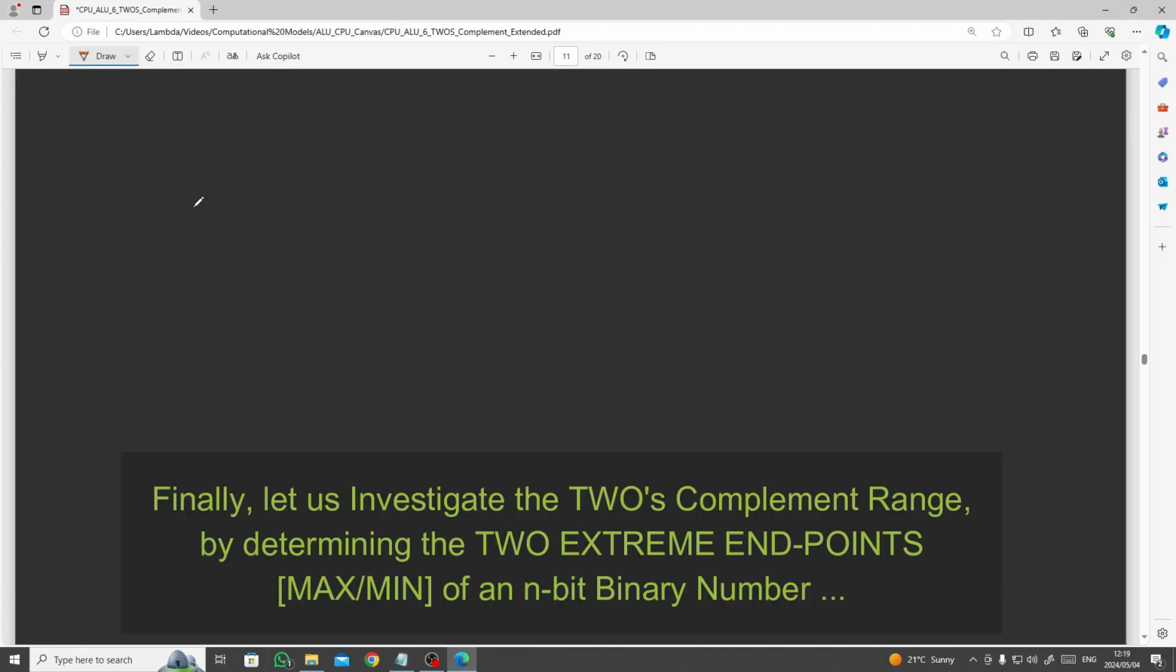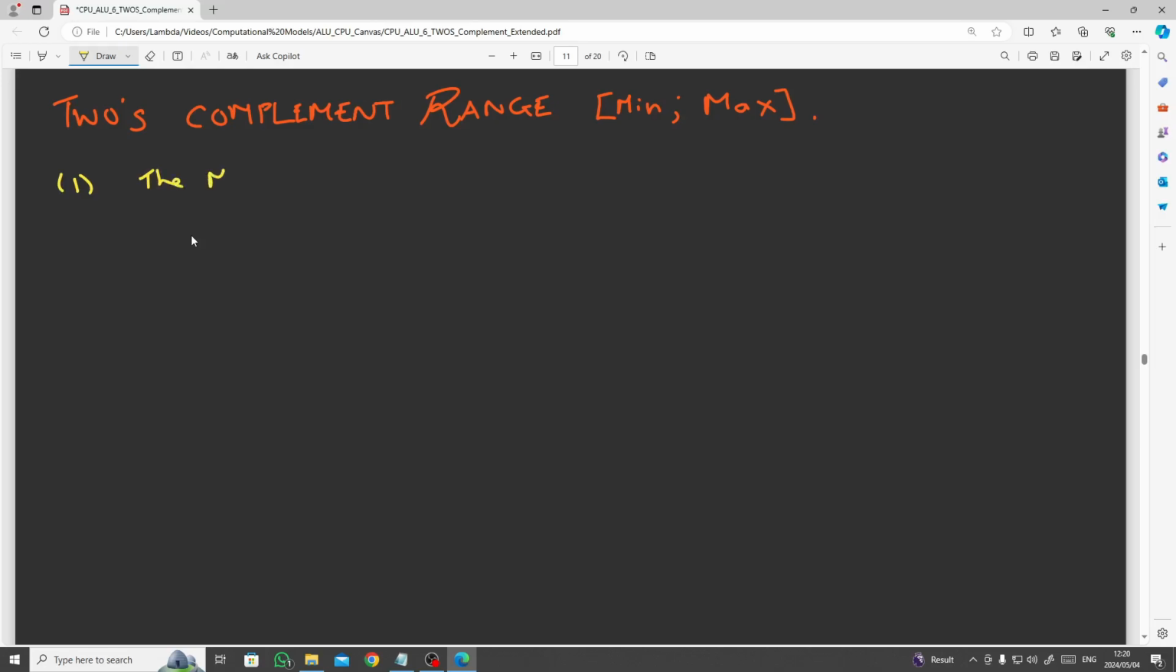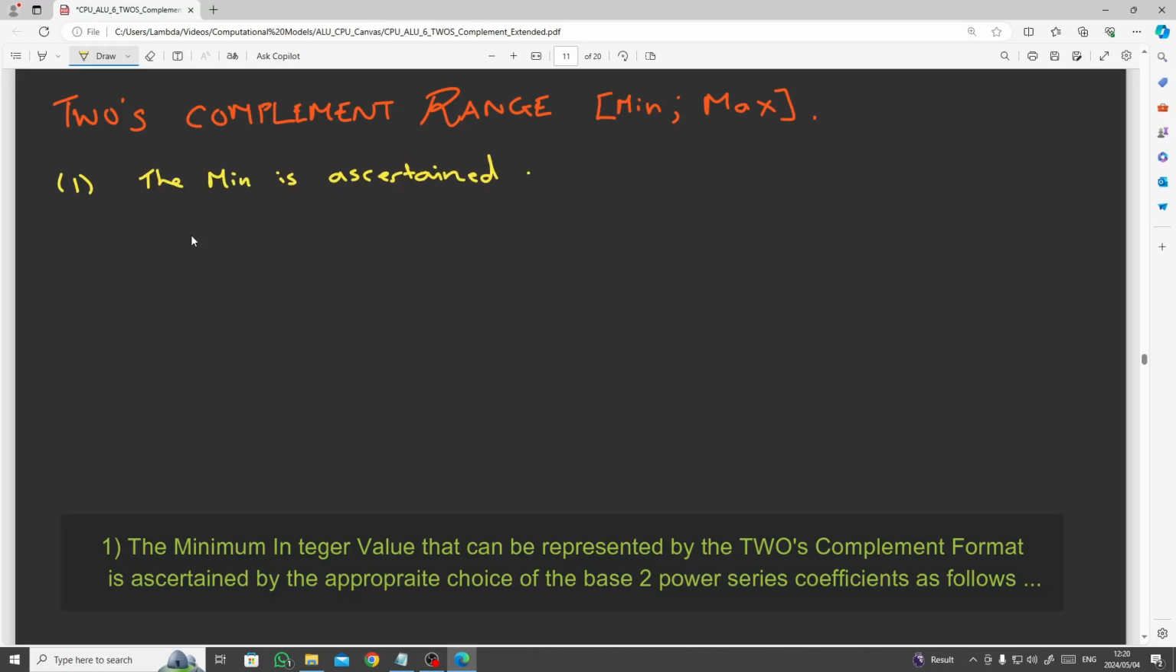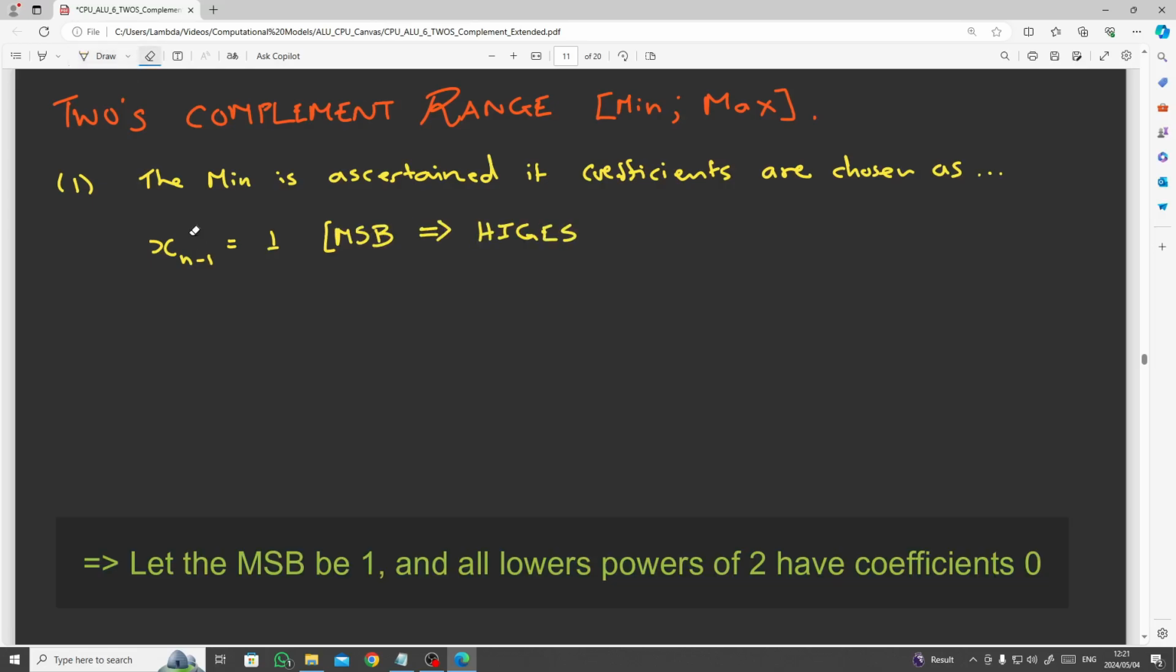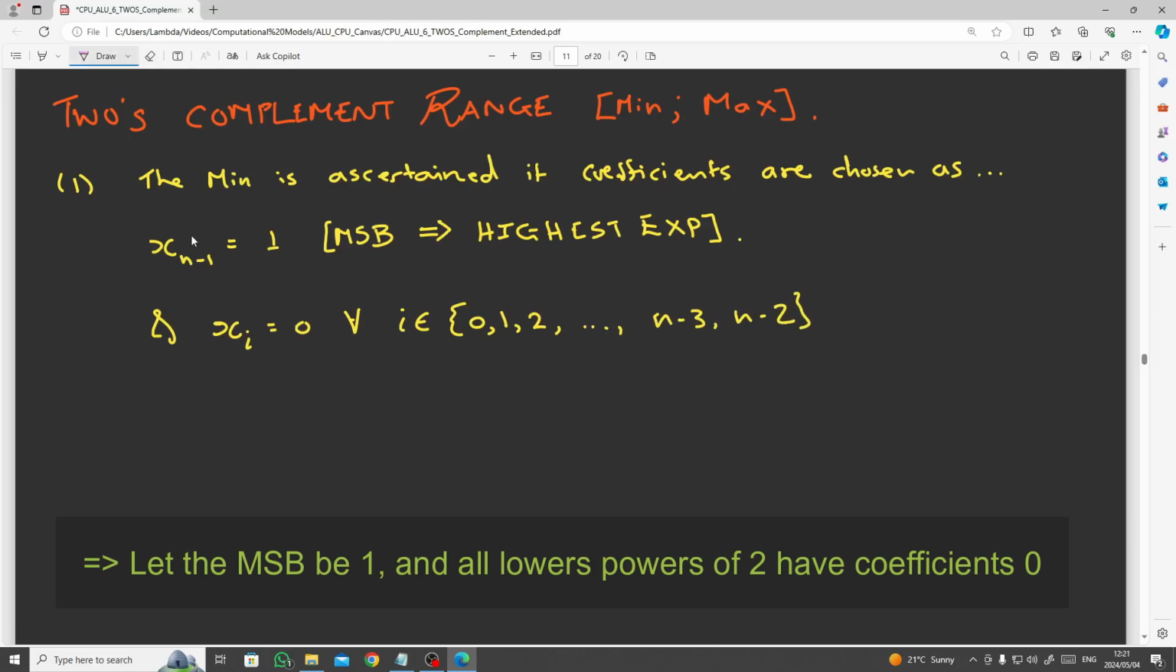Finally, let us investigate the 2's complement range by determining the two extreme endpoints, in other words the maximum or minimum of an n-bit binary number in 2's complement format. The minimum integer value that can be represented by the 2's complement format is ascertained by the appropriate choice of the base 2 power series coefficients as follows. Let the most significant bit be 1 and all the lower powers of 2 have coefficients 0.